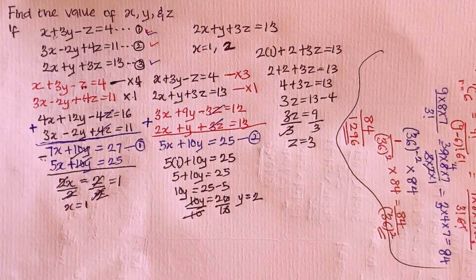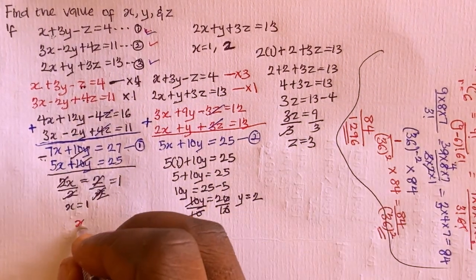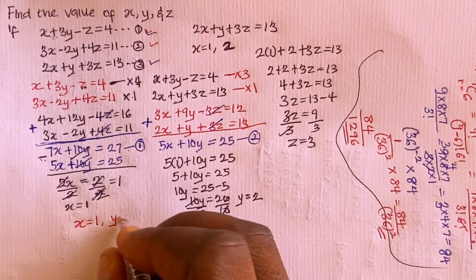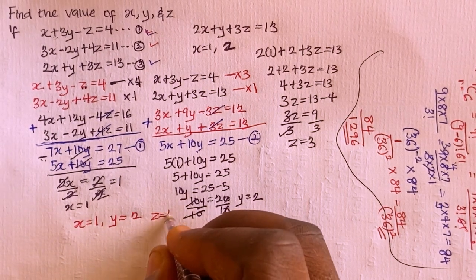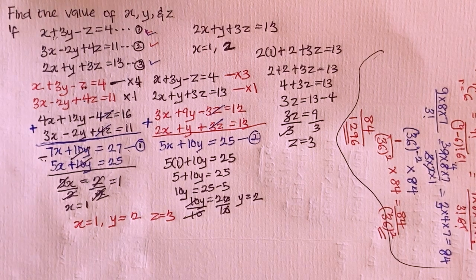3. So in this case, x is equal to 1, y is equal to 2, and z equals 3. So that's the value of x, y, and z.